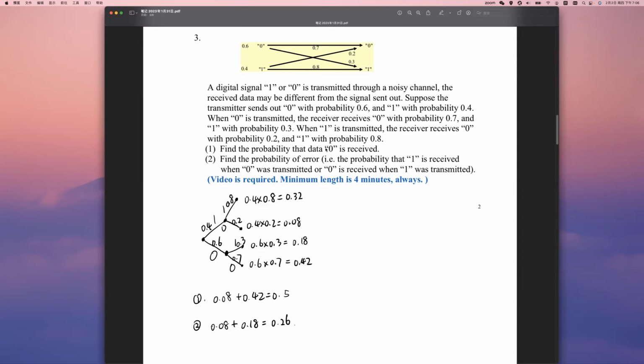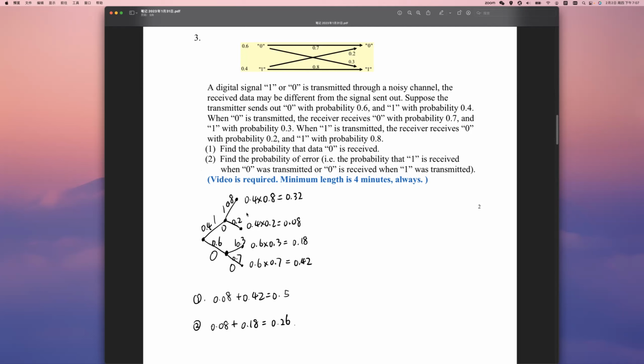The first question is asking about the probability that data 0 is received. So there are 2 cases that 0 can be received. The first one is when 1 is transmitted and 0 is received, which is an error. It's the second case. So it should be 0.4 times 0.2 equals 0.08.